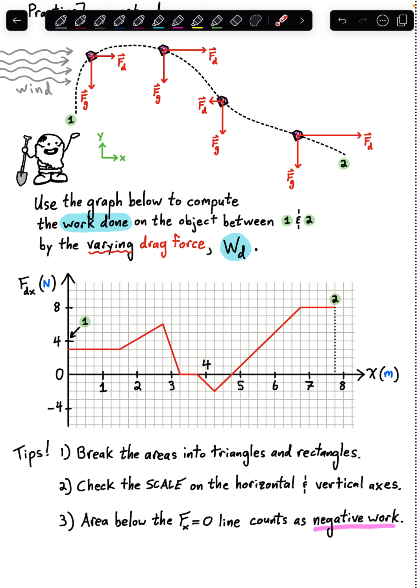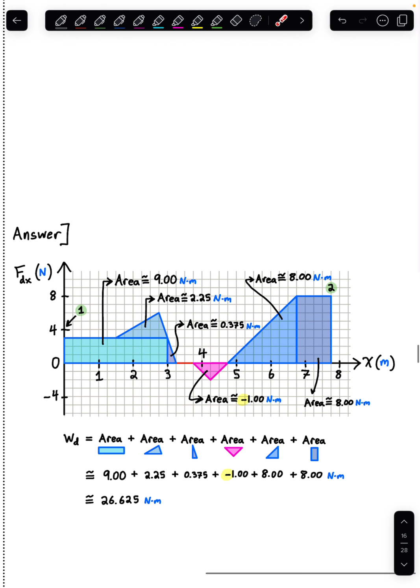Okay, that should be sufficient. Pause the video now and compute the work done. Ready? Answer can be found as follows.